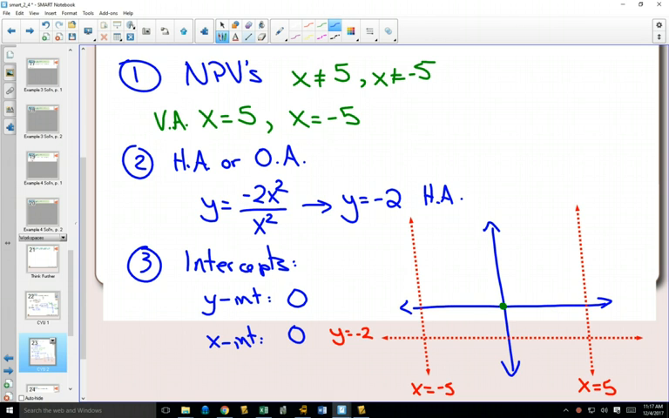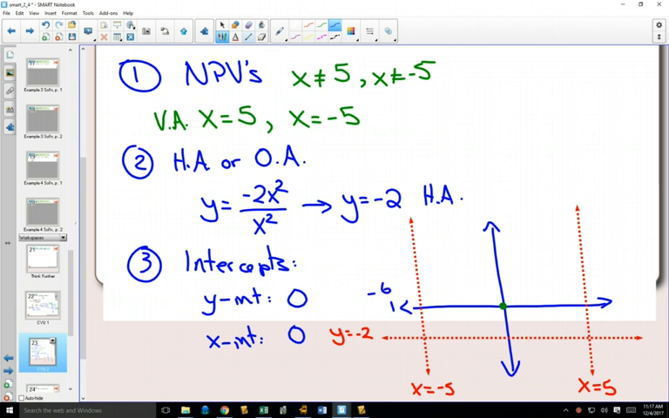What always happens is our domain is broken up into sections according to our vertical asymptotes. So we have 2 vertical asymptotes, so we have 3 sections to this graph. The section before x is equal to negative 5, the section between negative 5 and 5, and the section when x is bigger than 5. Here we need to find out some other points.